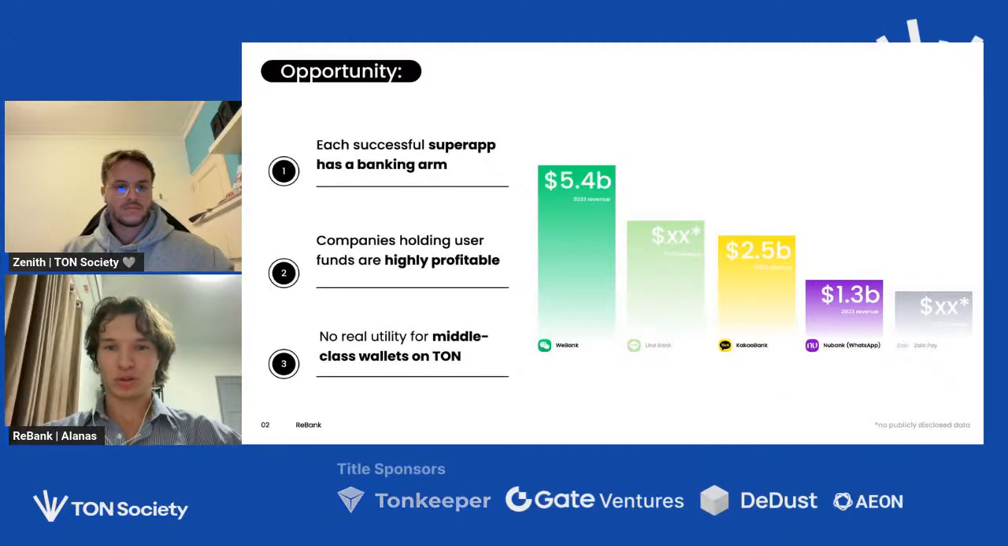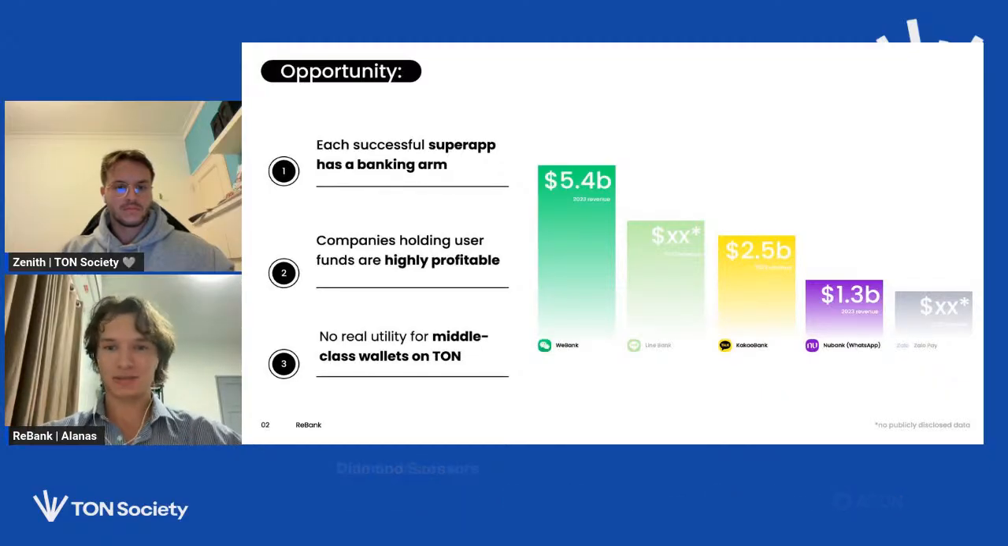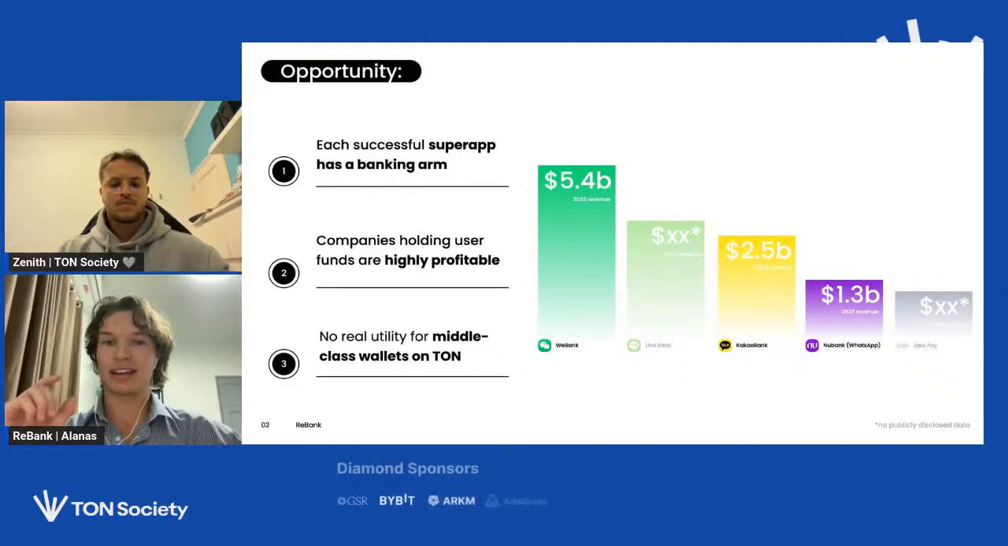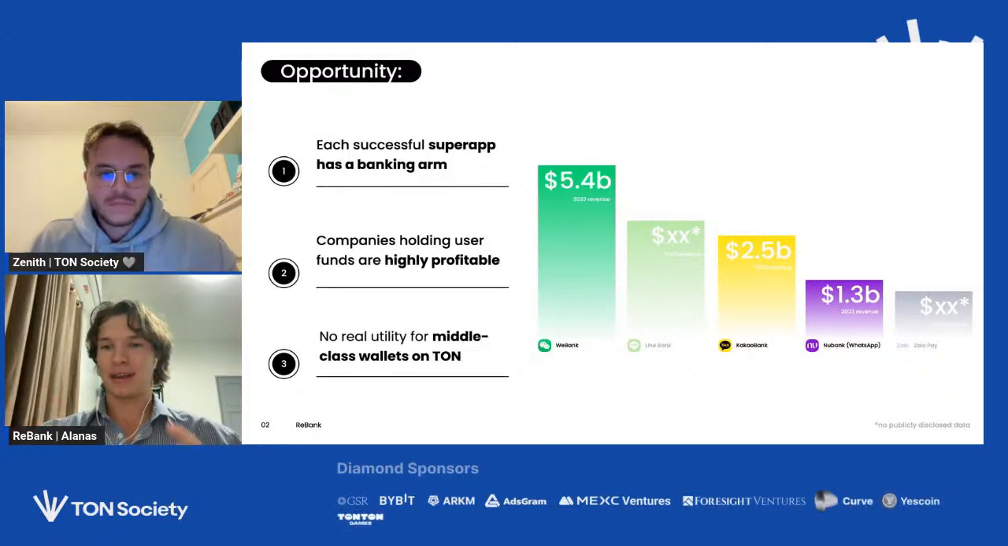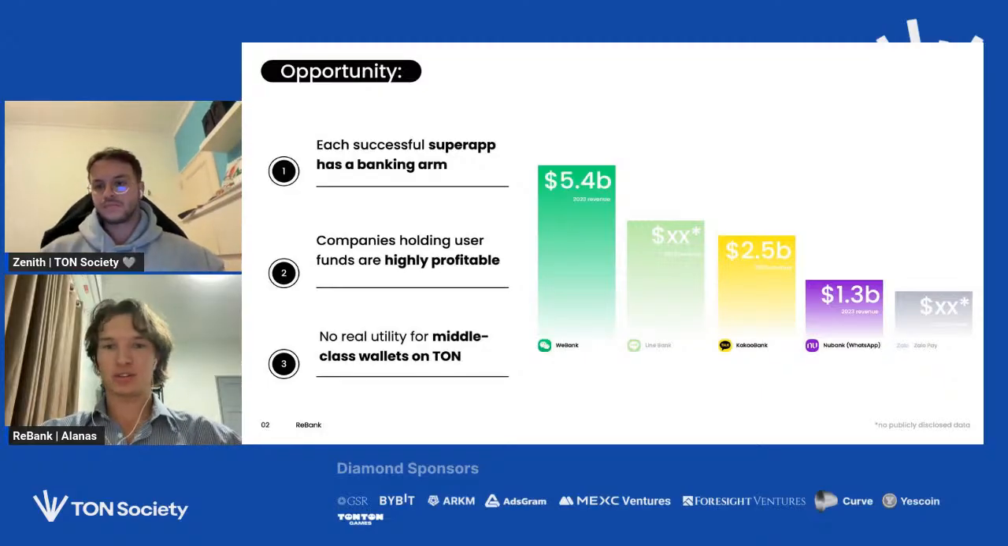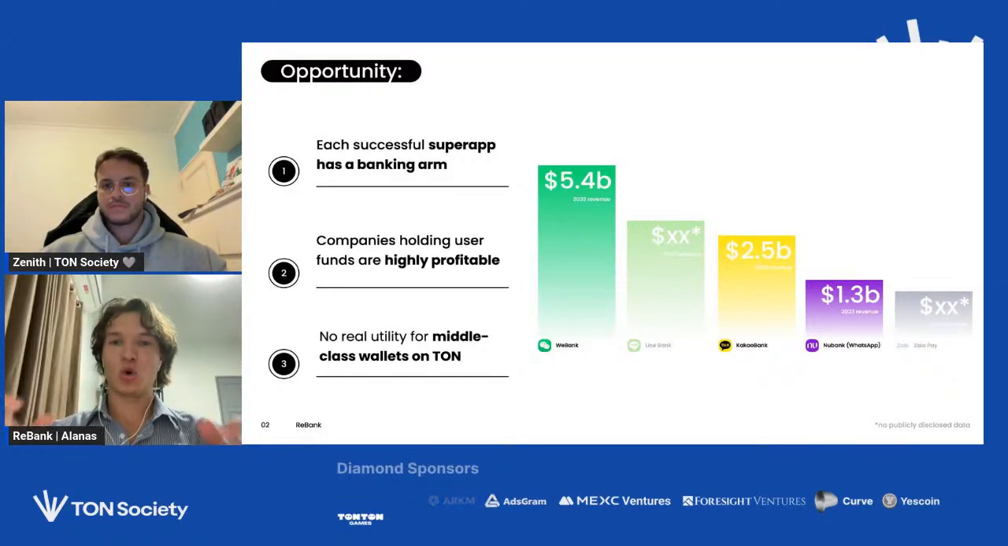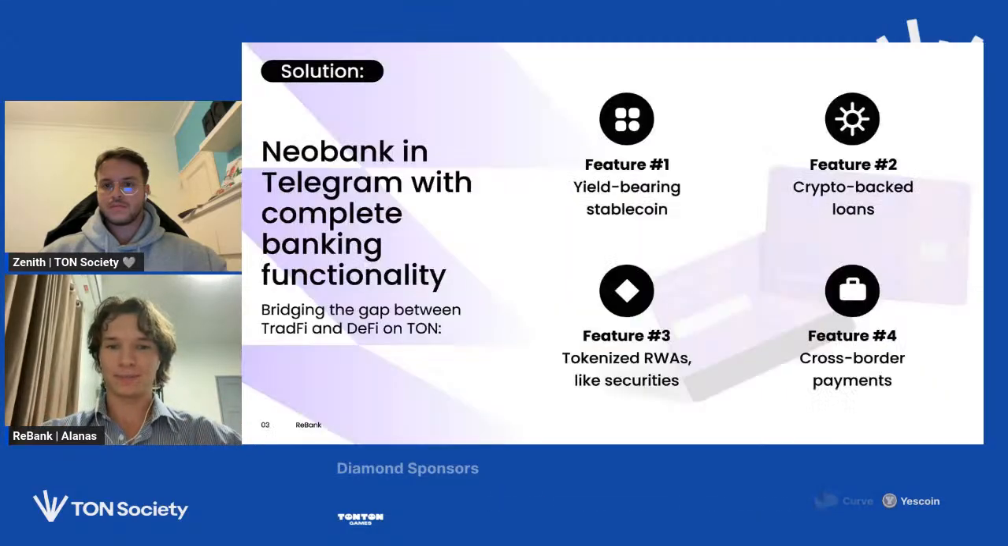There's a huge opportunity we see right now in the market. Firstly, there's a proven banking use case for Telegram. Secondly, companies that can hold user funds are extremely profitable. For example, last year, Tether made $6.2 billion from investing user funds alone. And thirdly, middle-class wallets on Ton are not motivated to use the chain as there is no real utility for them. But don't worry, we're about to solve it.